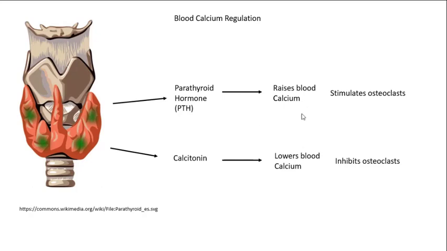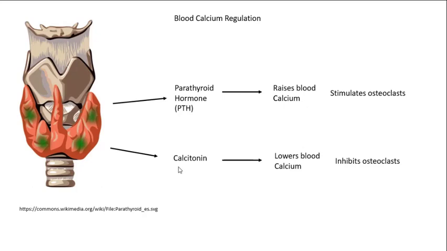So PTH will raise blood calcium by stimulating osteoclastic activity in bone. So the osteoclasts basically work on the bone and release the calcium and move it into the blood. So that raises the blood calcium.